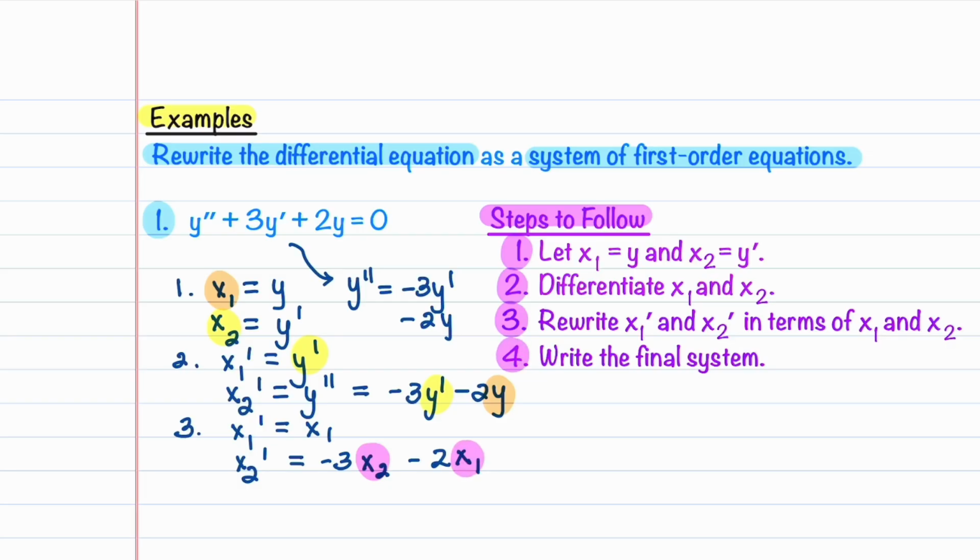Notice in our second equation that x2 is written before x1. That's why we have a step 4, which is where we're going to write the final system. When we write this, we're going to switch those two variables, because if you go to put a system of equations like this into matrix form, it's easier if x1 comes before x2. In step 4, we have our final system. x1 prime is equal to x1, and then x2 prime is equal to minus 2x1, just changing the order, minus 3x2. And there's our system. Notice it has 2 first-order differential equations.